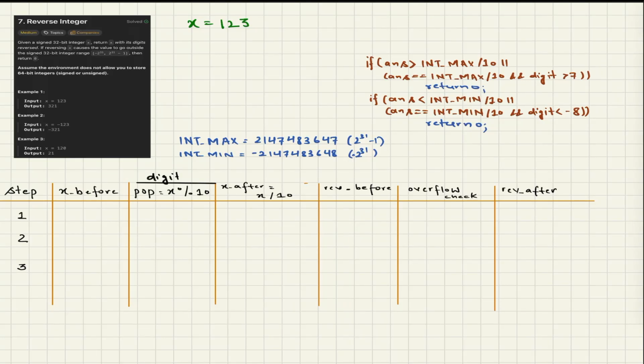Hello everyone, this is LeetCode problem number 7, reverse integer. So here we are given a 32-bit integer x, and what we have to do is reverse its digits and then output it.